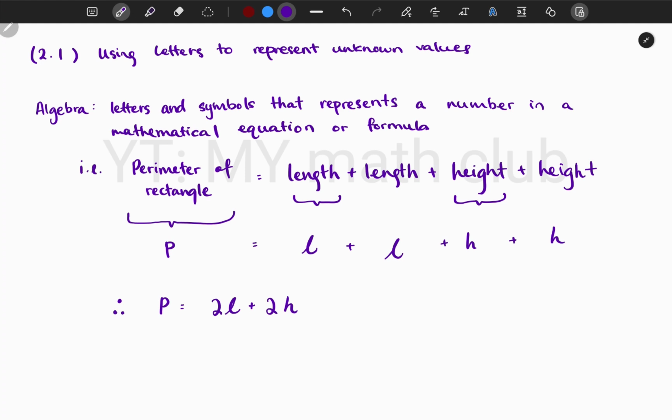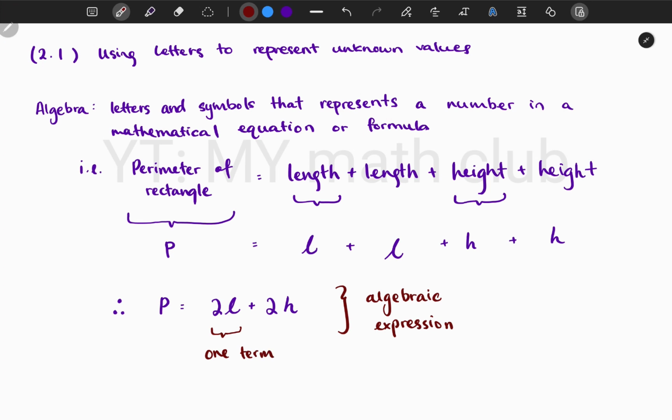No matter what measurement of height and length, you just have to replace those numbers into this formula and you can find your solution. So this is what we call an algebraic expression. And in any group of letters and numbers that are separated by either a plus or minus operation symbol, we will consider them as one term.